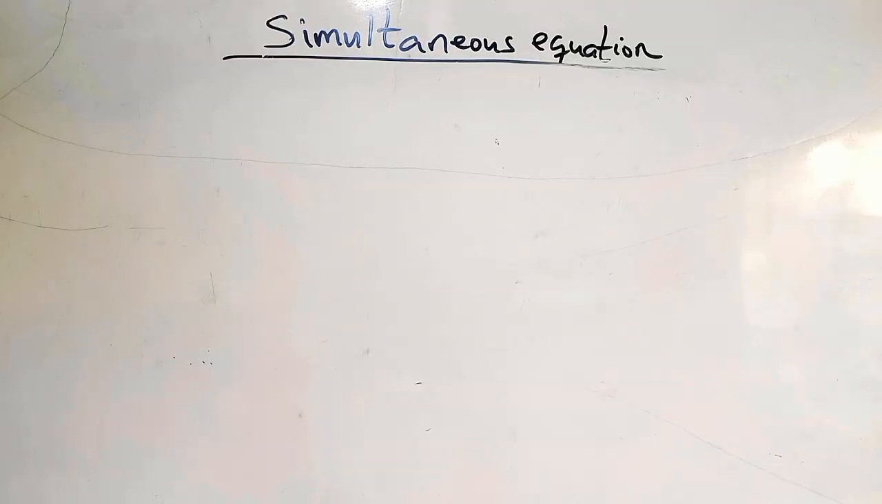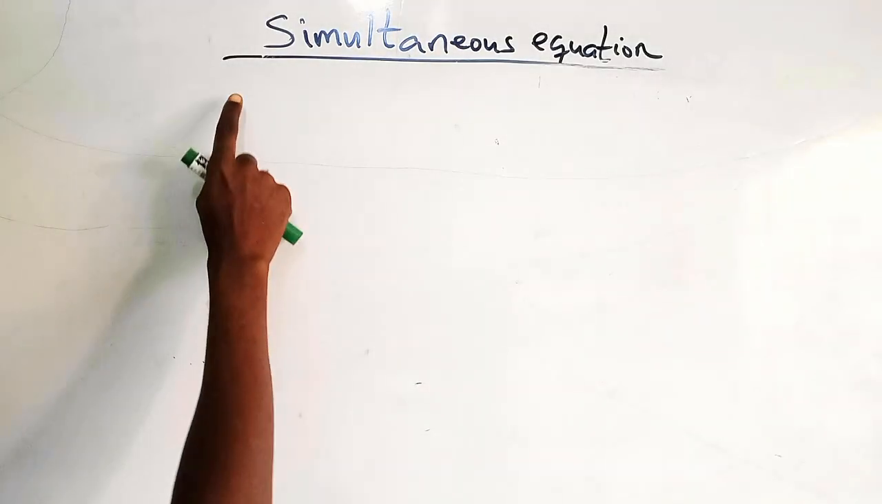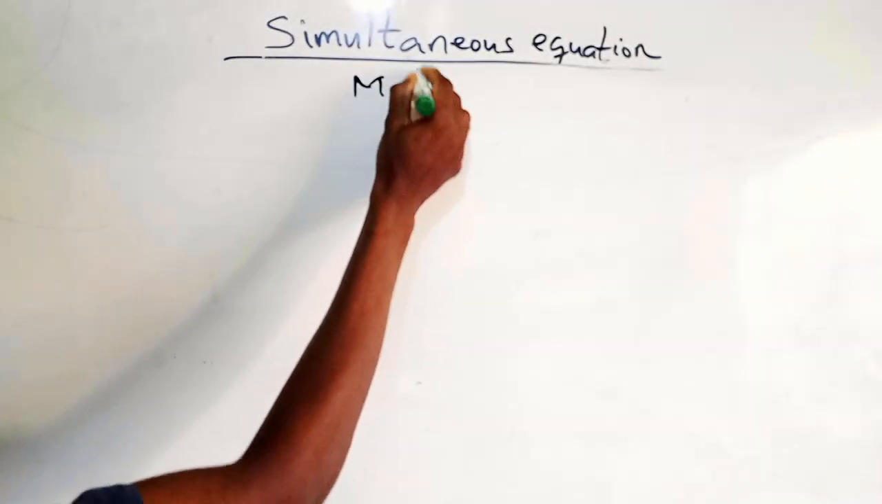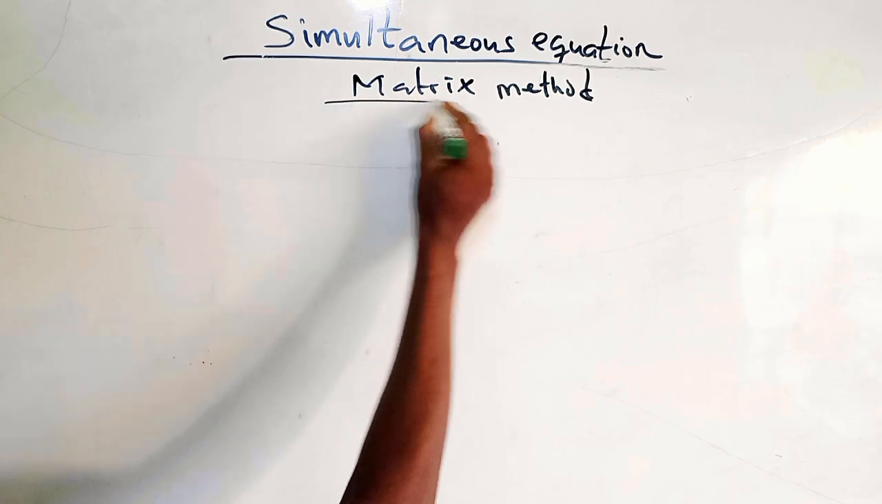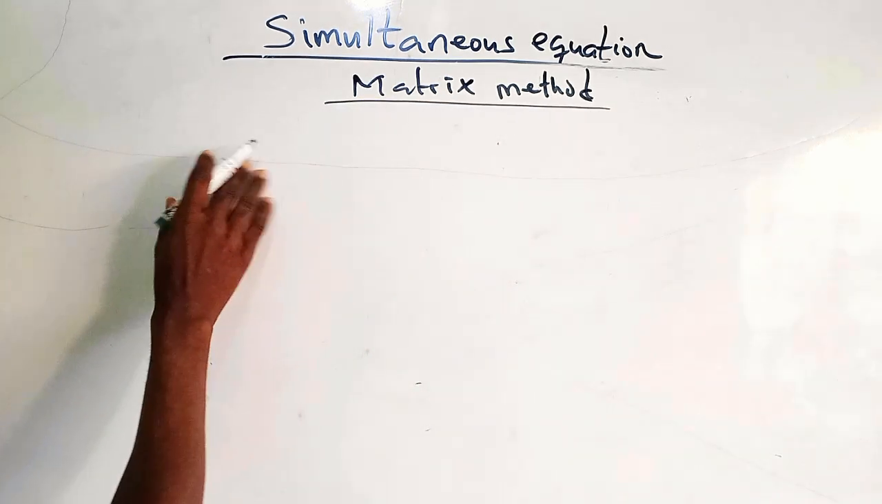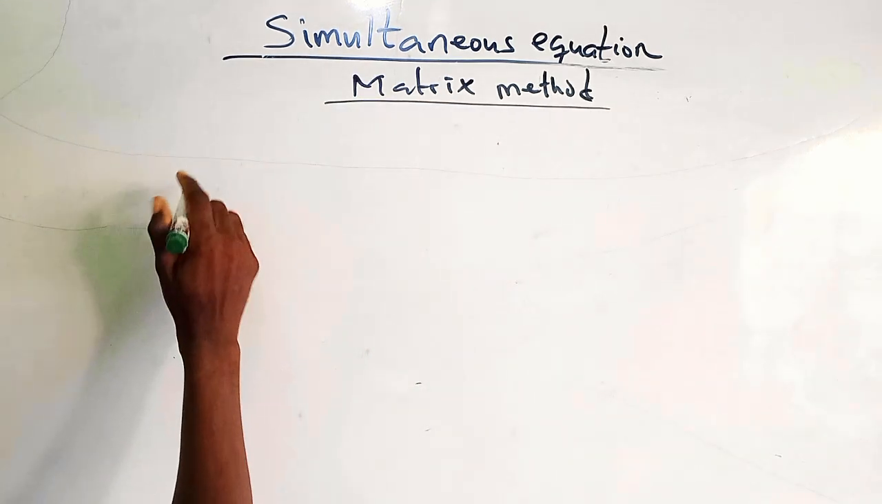Hello everyone. In today's class, we'll be solving simultaneous equations using the matrix method. Okay, so we are looking for the matrix representation of a simultaneous equation. How do we resolve for the two unknowns?